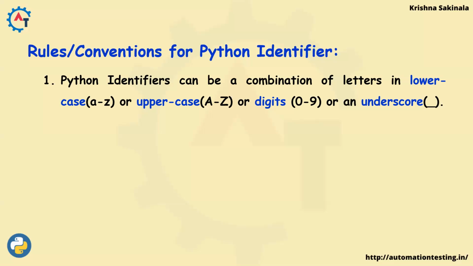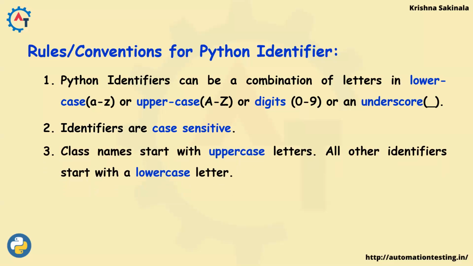Coming to the next point, identifiers are case sensitive, means uppercase means uppercase, lowercase means lowercase. Let's assume I have given small abc, and I have given capital ABC. Both are different. While reading, it might sound the same, but small abc is different and capital ABC is also different. So identifiers are case sensitive. You need to remember this thing.